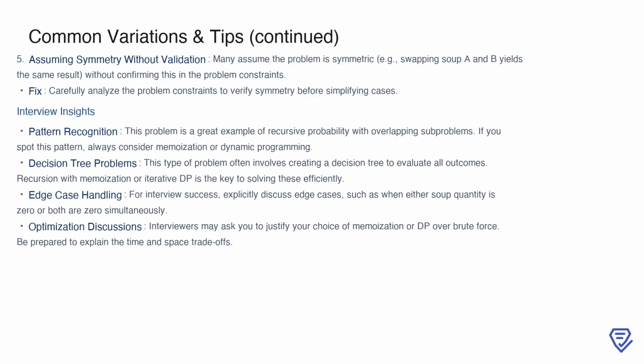For edge cases, it's important to explicitly discuss scenarios like when one of the soups runs out or when both run out simultaneously. These edge cases often reveal whether your solution is robust. Lastly, interviewers may challenge you to justify your choice of approach, whether you used memoization, iterative DP, or even brute force. Be prepared to discuss the time and space trade-offs of your solution.